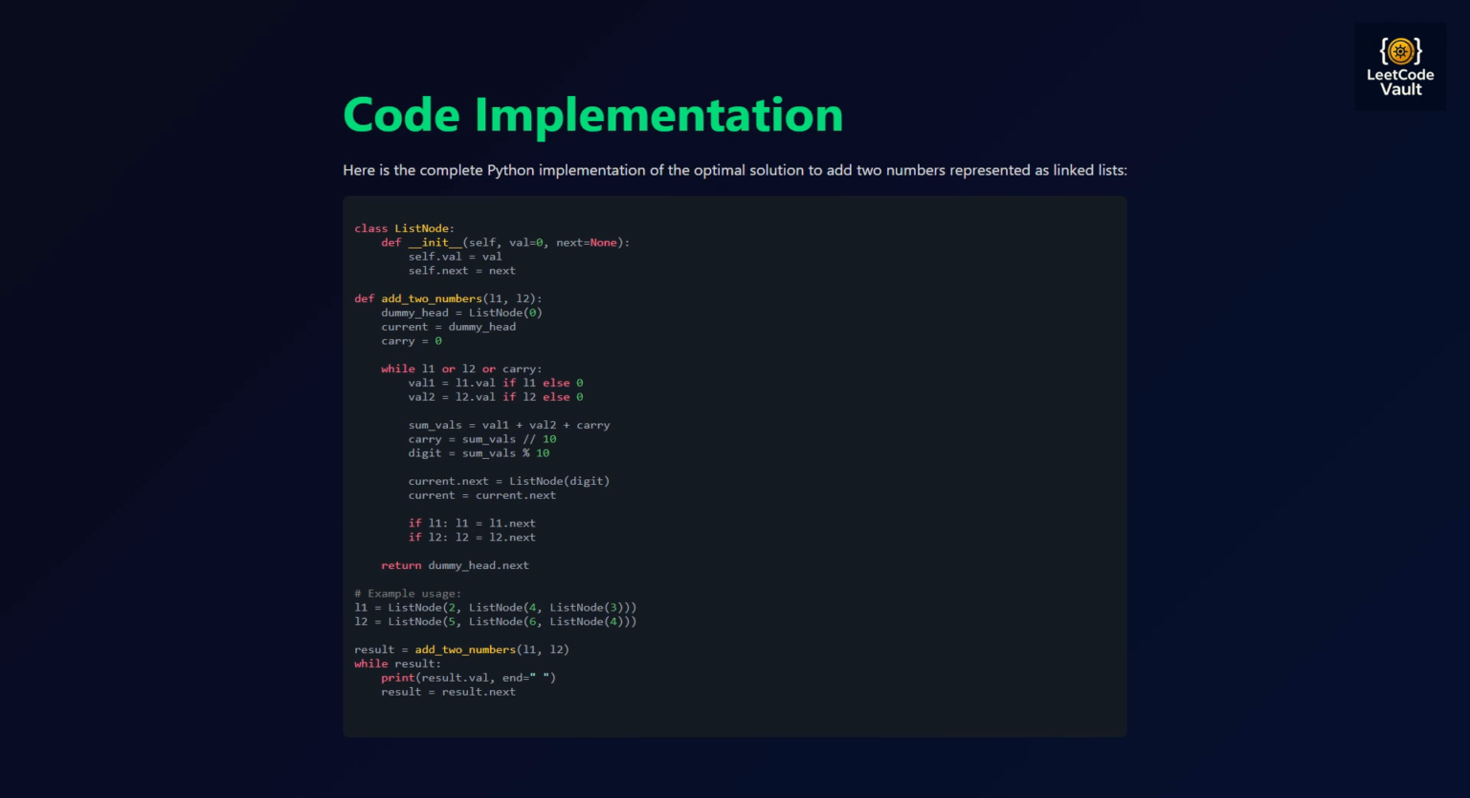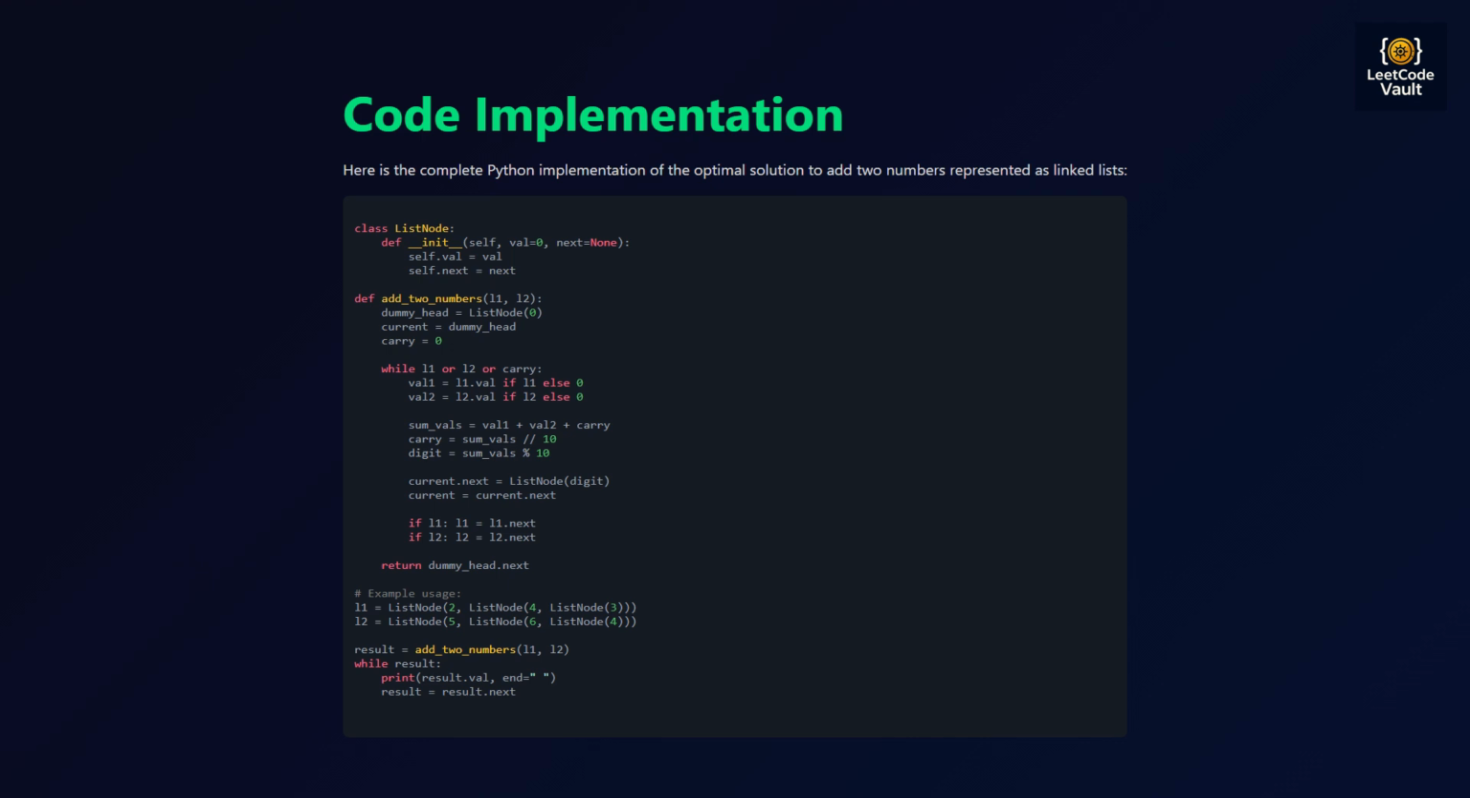Let's translate this into Python code. Code implementation. Let's see the code in Python. We'll start by defining a linked node class to represent nodes in our linked list. Then we define our addTwoNumbers function. We'll use a dummy head node to simplify the list construction.